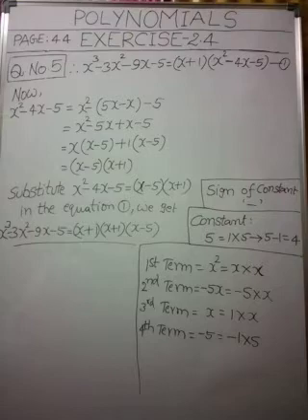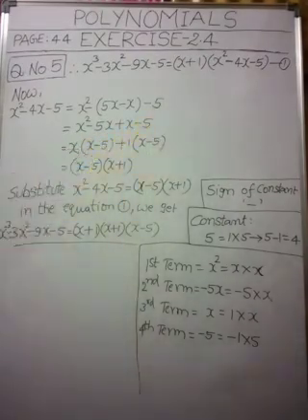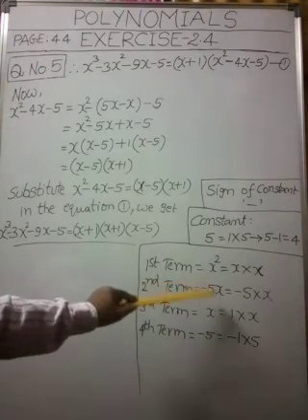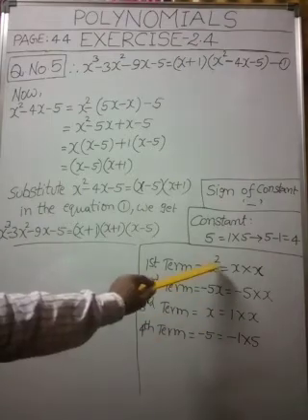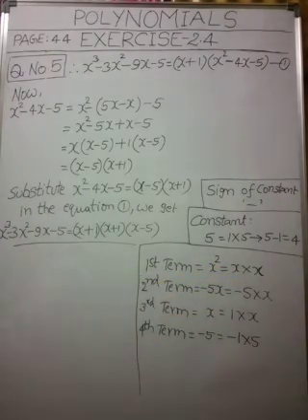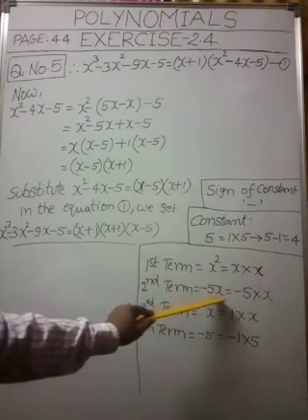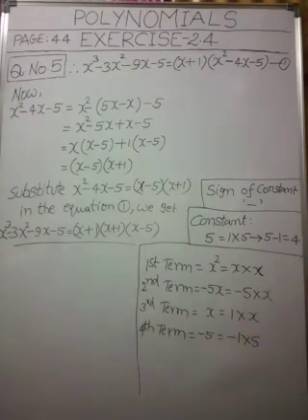Right. If you observe this step, there are 4 terms. This is the first term, this is the second term, this is the third term, and this is the fourth term. I wrote the 4 terms here one by one: x square minus 5x, x minus 5. Here I am writing the factors of each and every term. x square can be written as x into x, minus 5x can be written as minus 5 into x, x can be written as 1 into x, and minus 5 can be written as minus 1 into 5.